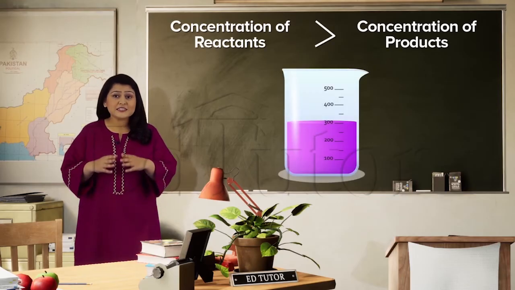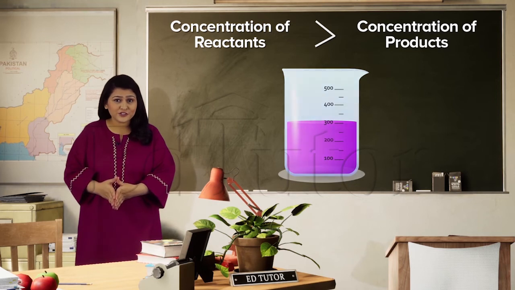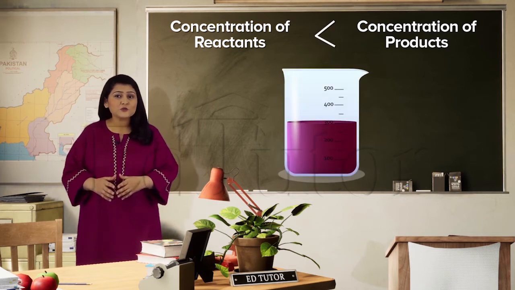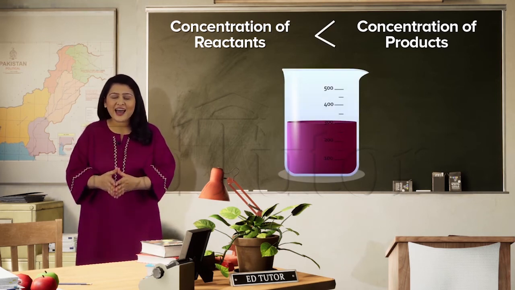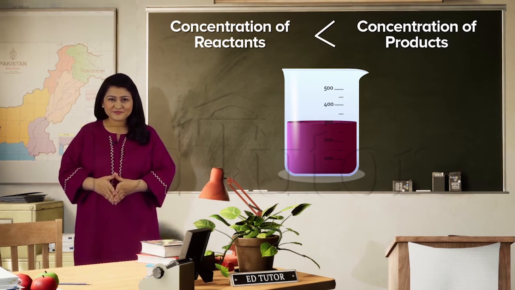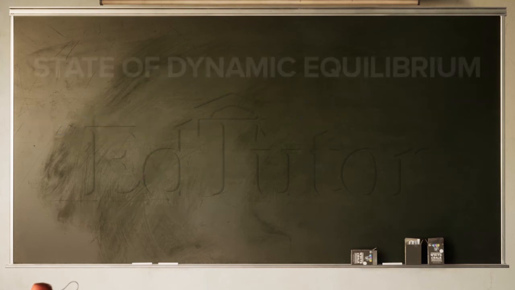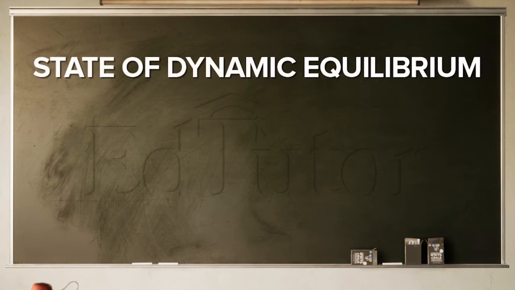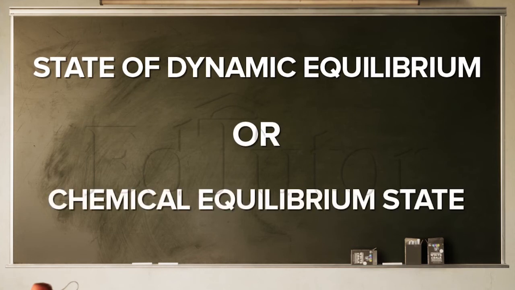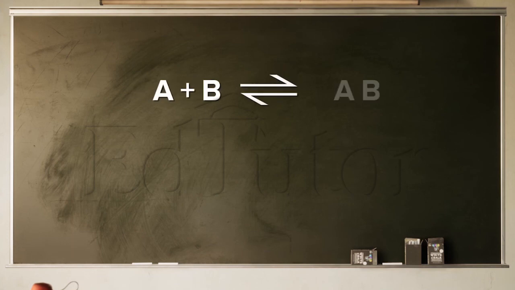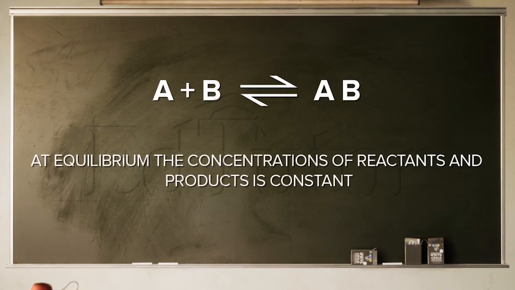Since the product is now at a higher concentration, the product begins to change back into the reactant at an increasing rate. Eventually, both the forward and the reverse reaction are taking place at the same rate. This is called dynamic equilibrium state or chemical equilibrium state. Once in this state, the concentration of the products and the reactants is constant.